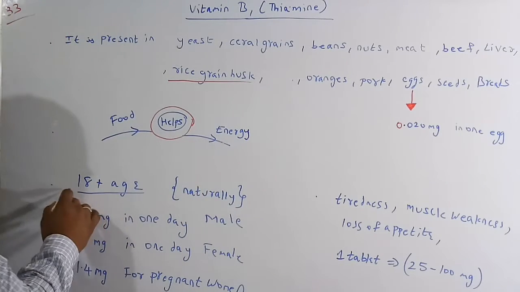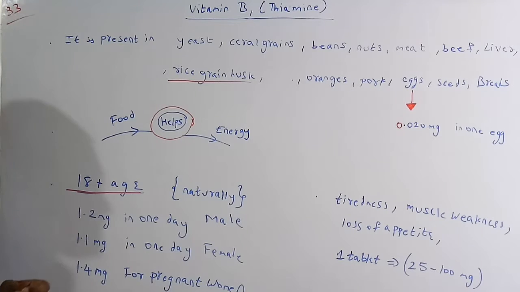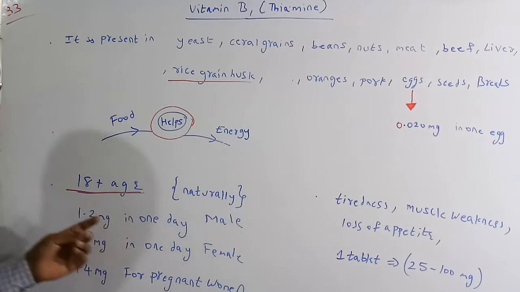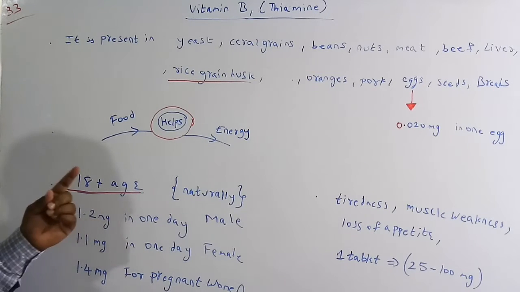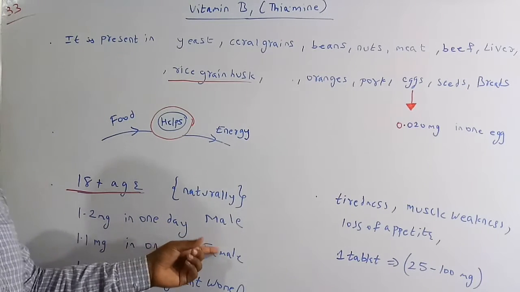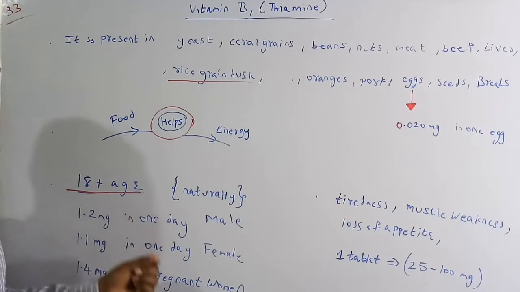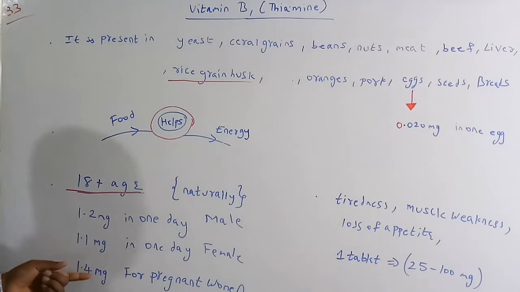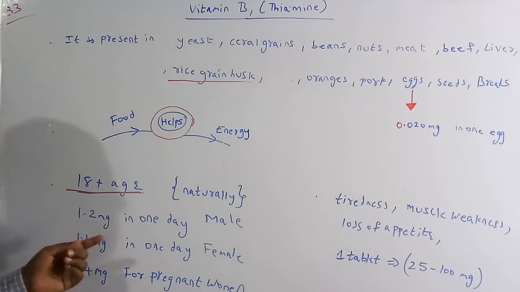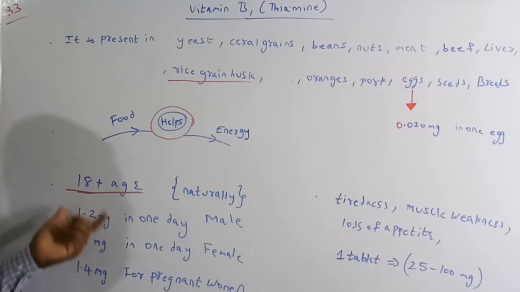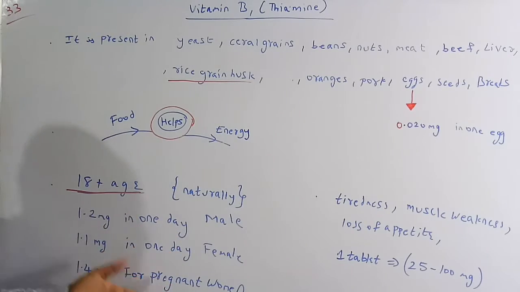And as per the latest data, if your age is above 18, you must naturally consume 1.2 milligram of vitamin B1 in one day if male, and similarly 1.1 milligram of vitamin B1 if female, by natural methods, meaning by eating these items. And for a pregnant woman, she has to consume 1.4 milligram of vitamin B1 in one day. So this is the latest data. This much vitamin a male, female and pregnant woman has to consume in a day.